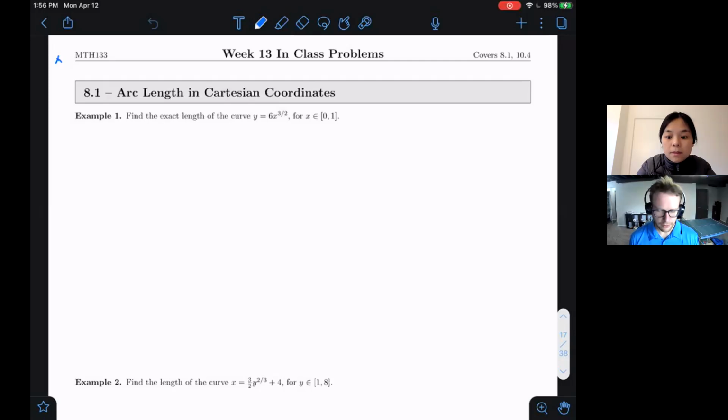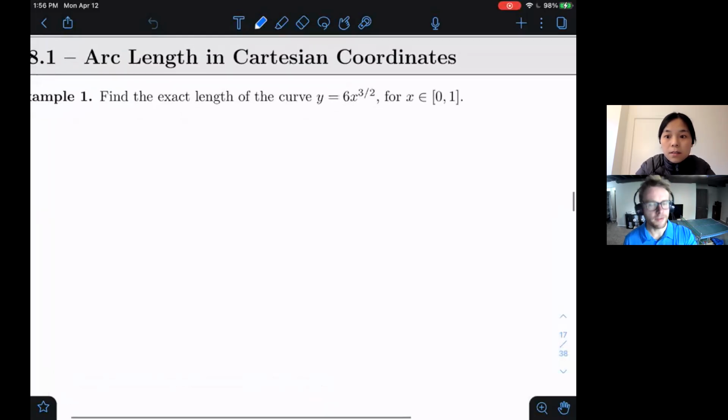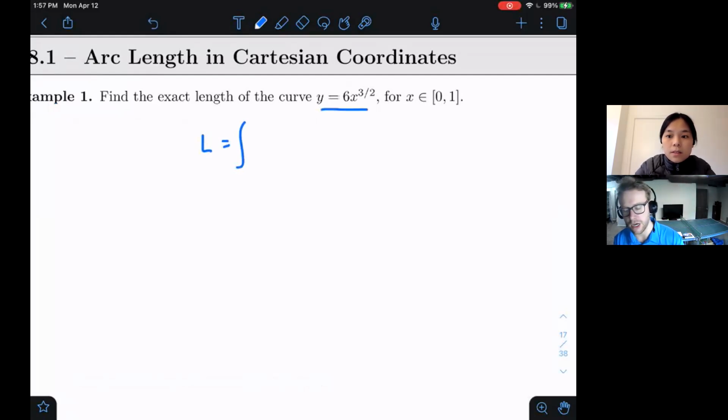Okay, so with that, why don't we go ahead and get into the new stuff for today. First up, find the exact length of this curve, y equals 6x to the 3/2 power on the interval from 0 to 1. The big thing here is that we need to remember our arc length formula. Because we have y as a function of x, we're going to be integrating with respect to x, so I'm going to have a dx, which means my bounds need to be x values. It's excellent that the curve exists on the interval from 0 to 1, so those are x values, and those are going to be my bounds.